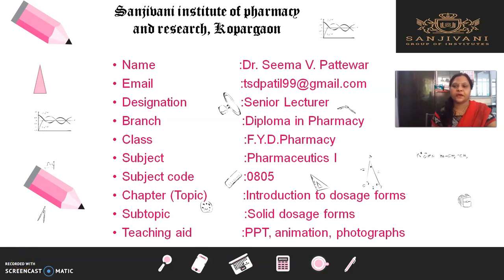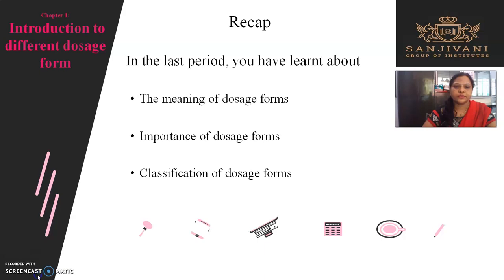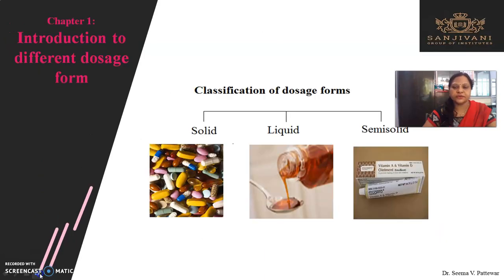Students, we will directly go to the next subtopic, that is solid dosage form, from the chapter Introduction to Dosage Form. In the last session we have seen different definitions such as dosage form, dose, excipient, etc., the importance of dosage form, then classification of dosage form, and advantages and disadvantages of various dosage forms.